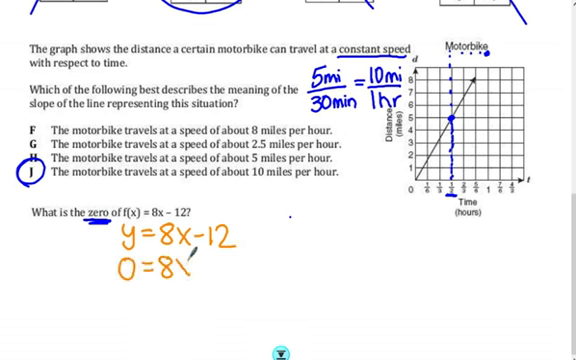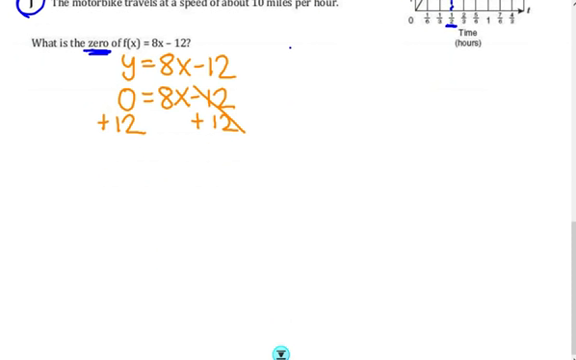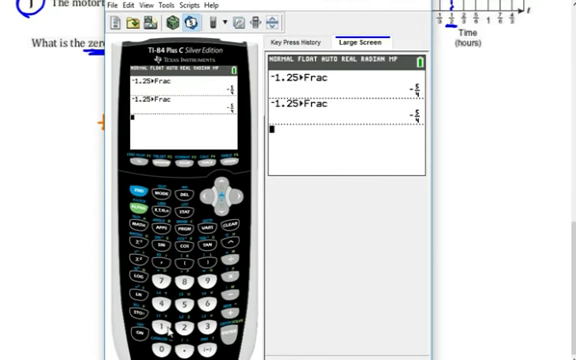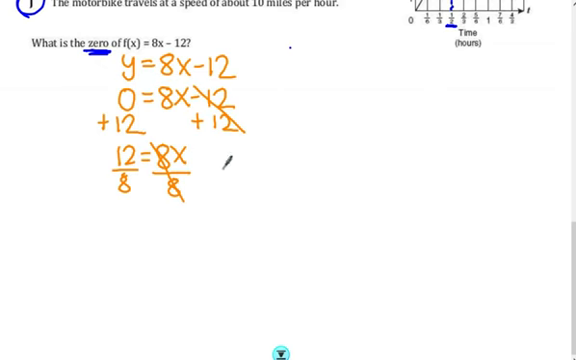x. 8x minus 12. And I would add 12 to both sides. So now I have 12 is equal to 8x. Divide both sides by 8. And let's see if we do that in our calculator. 12 divided by 8, and that is 1.5. So this is telling me that it's crossing my x-axis at the point 1.5, 0.